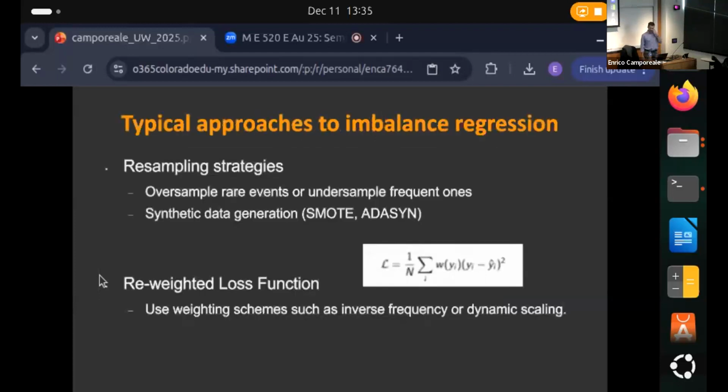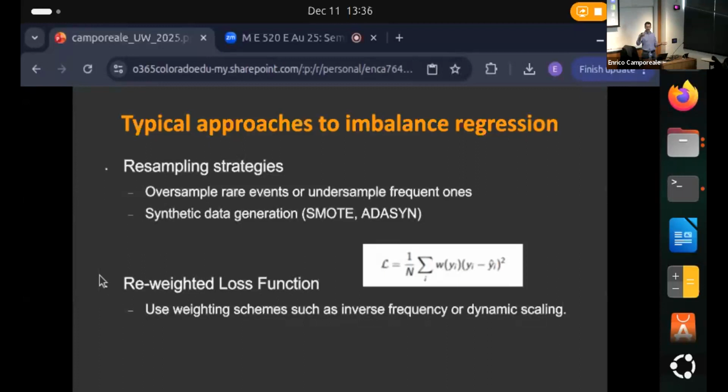Now, the typical approaches to imbalanced regression, the literature is not huge about imbalanced regression, but there are some methods, obviously. Typically, there are two strategies. One is to resample. This has been done more in the context of classification rather than regression, but the idea is very similar. You can either oversample the rare events, so that the balance gets a bit better, or you can undersample the frequent ones. There are some methods like SMOTE, which is pretty popular, where you do synthetic data generation of the minority class.